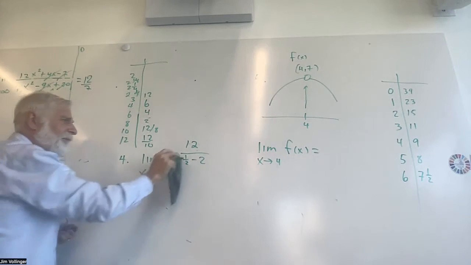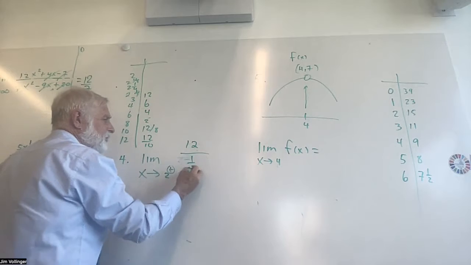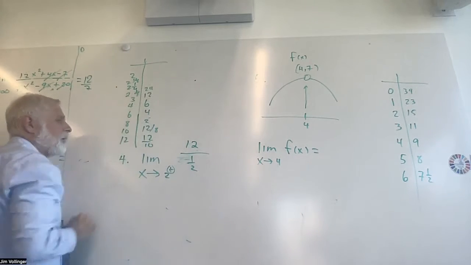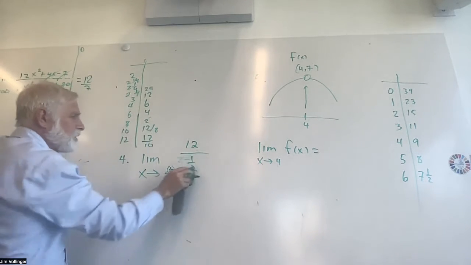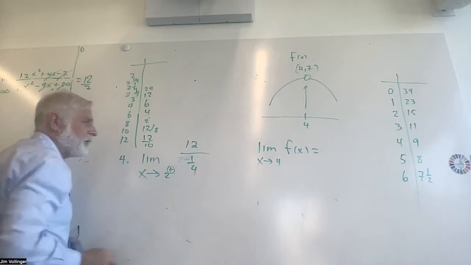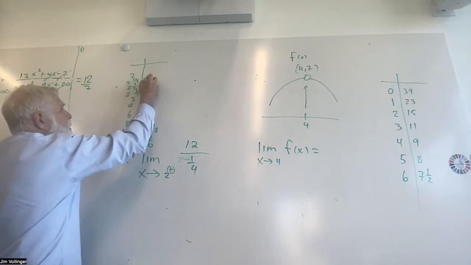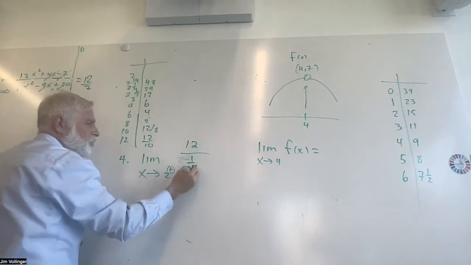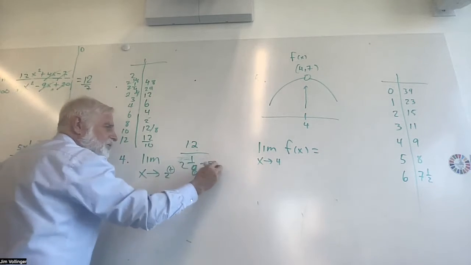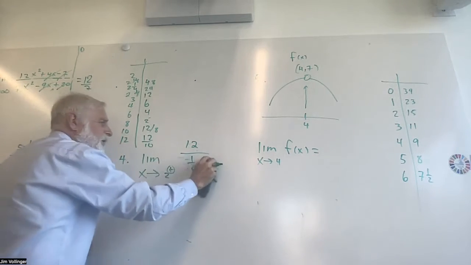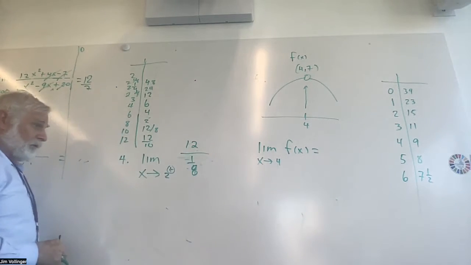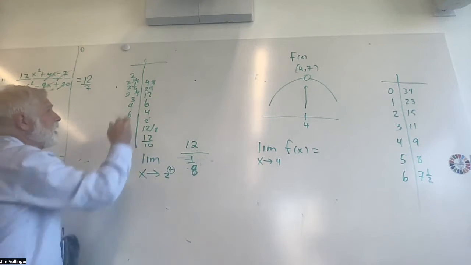2.5 minus 2 is a half. How many times does a half fit into 12? 24. Now we're going to do 2 1/4, so that's going to become a fourth. How many times does a fourth fit into 12? 48 times. I put an eighth here, 2 1/8, right? 2 1/8 minus 2, hope everybody's with me, gets me an eighth. That goes in 96 times.